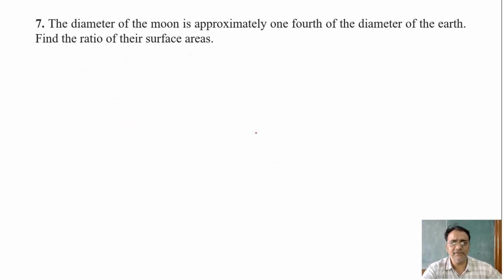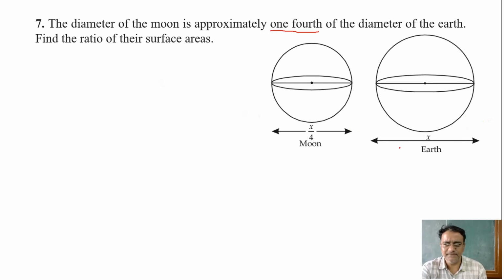Now, we'll move towards one very good question. The diameter of the moon is approximately 1/4 of the diameter of the earth. Find the ratio of their surface areas. Now see, the shape of moon and the shape of earth will be the shape of a sphere. Moon or earth ka jo shape hota hai, wo sphere ke shape jaisa hota hai. So, ek rough figure dekh lo.